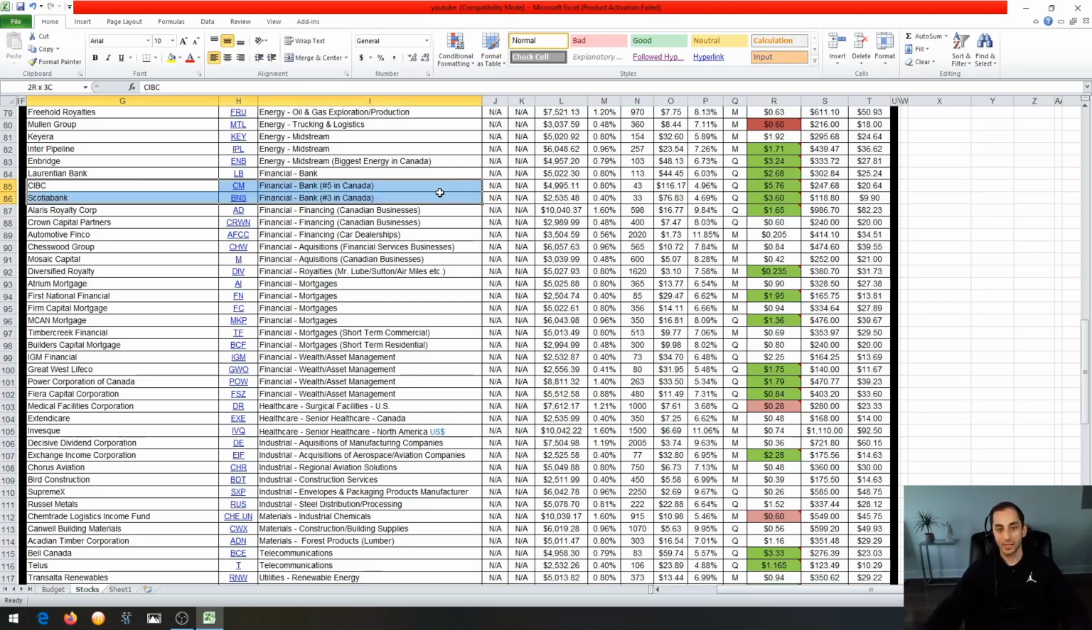So out of the six big banks, these two, CIBC and Scotiabank, have the highest yields. That's why I bought them individually. And as you can see from all the green here, banks, they increase their dividends a lot and constantly.